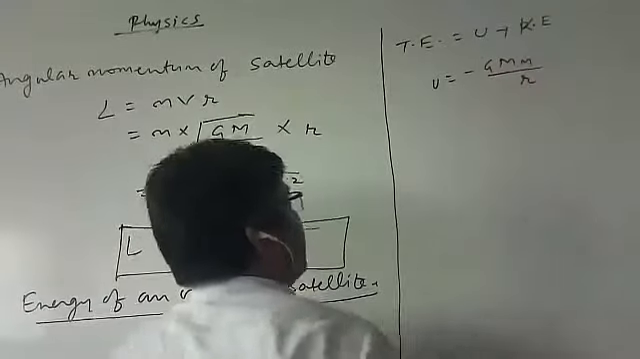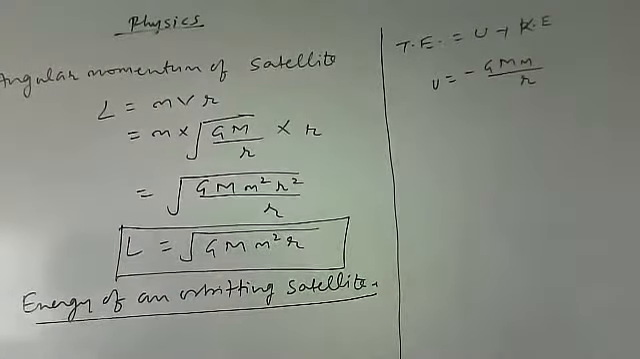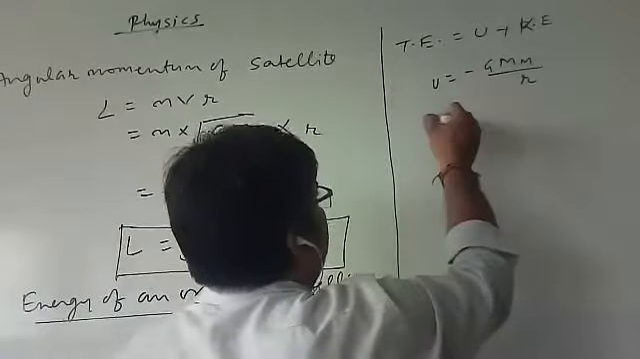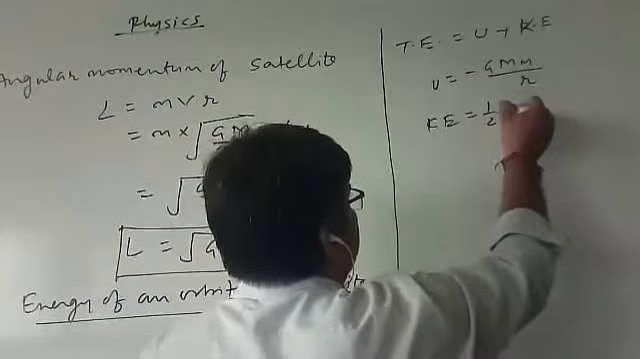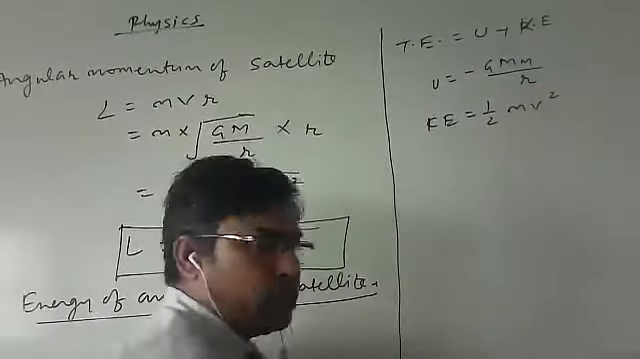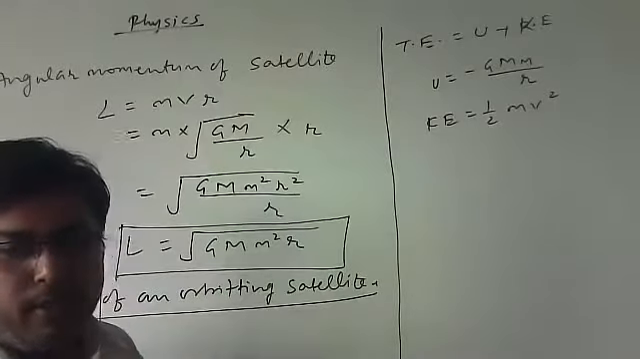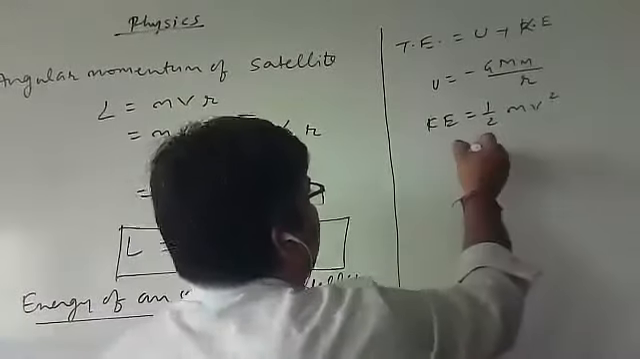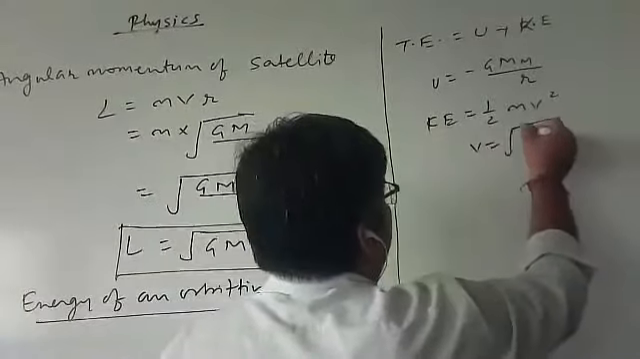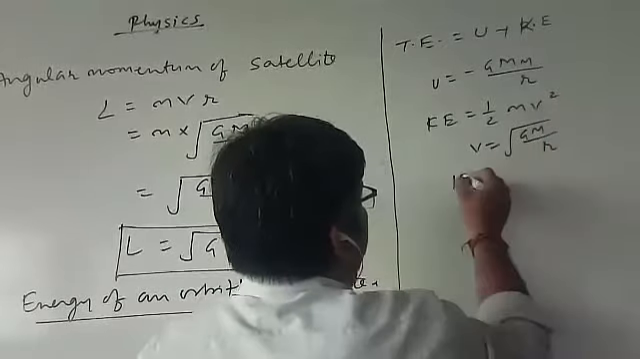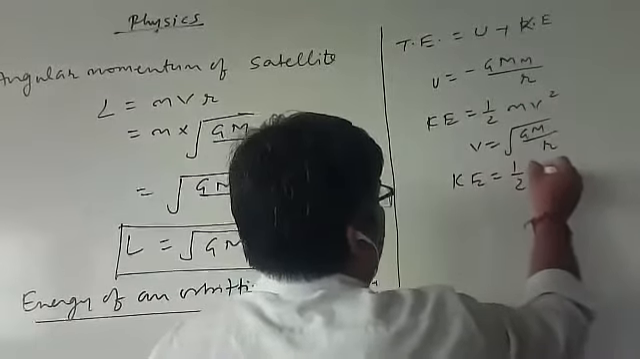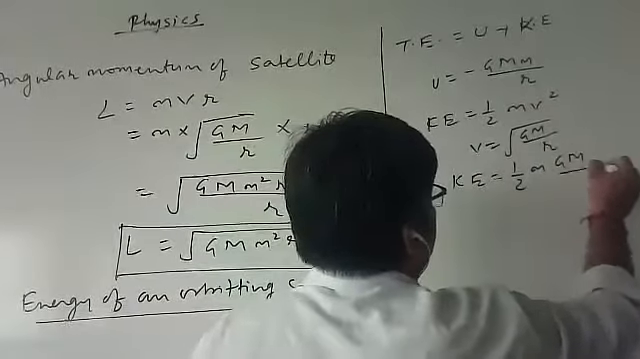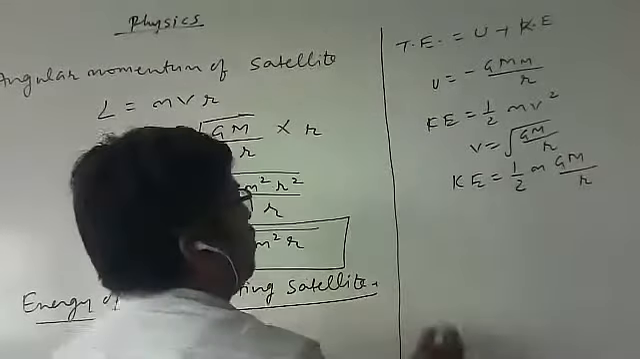We have derived this expression in the previous class, the expression of gravitational potential and gravitational potential energy. That is the kinetic energy. Kinetic energy is half mv square. Now the expression of V we have already developed: V is root GM by r. If you place this, then you will get kinetic energy equal to half m and square of it, that is GM by r. That is the expression of kinetic energy.